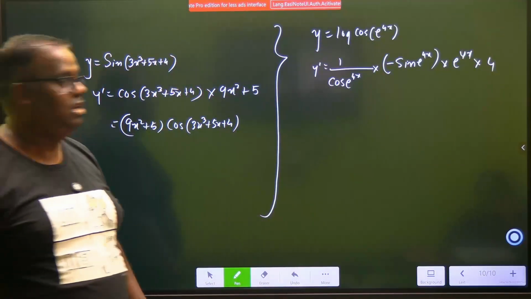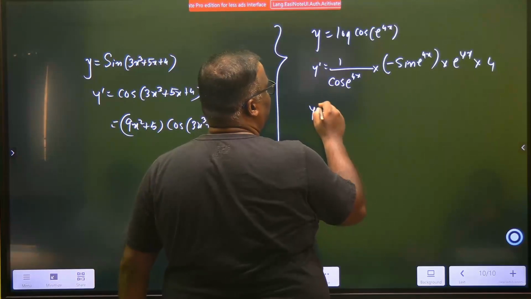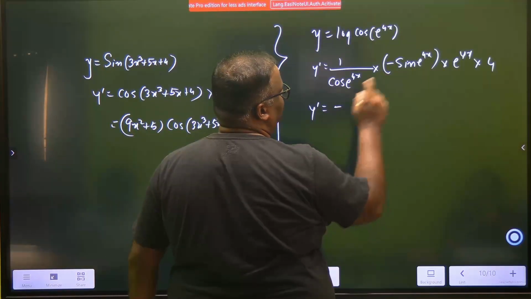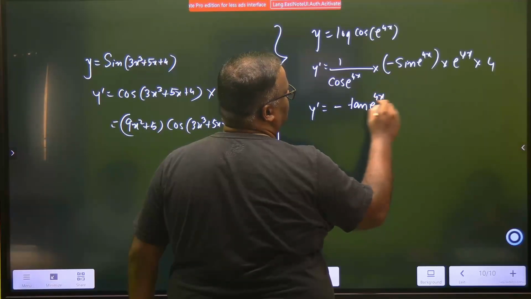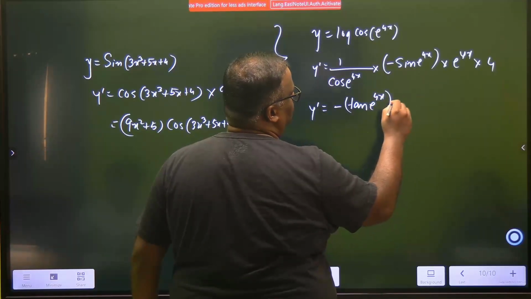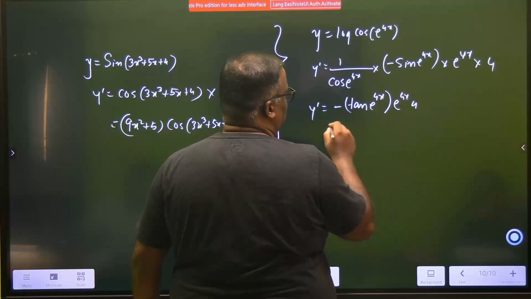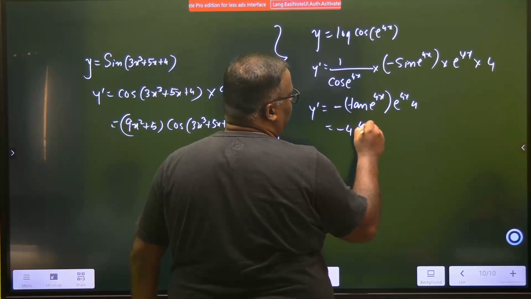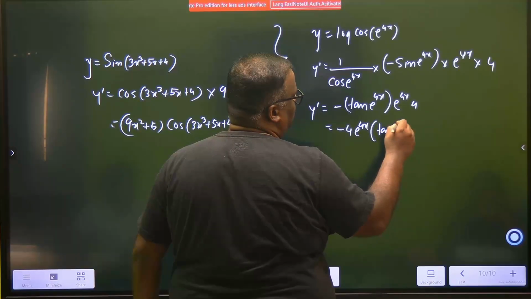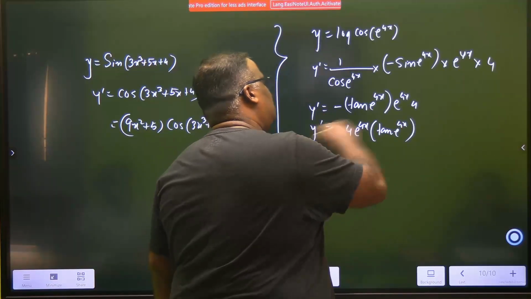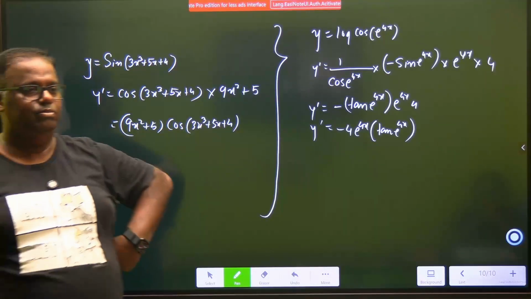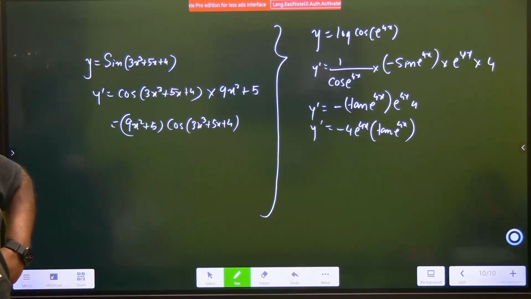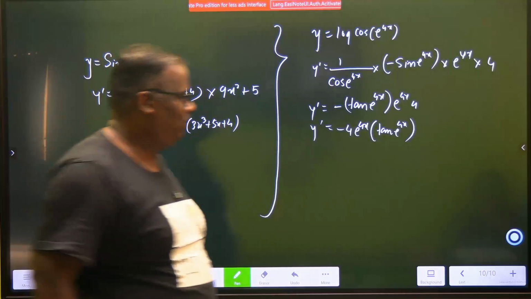Answer has come. So our answer is y prime is equal to negative, right? Tan e to the power 4x, then multiplied by e to the power 4x into 4. So we'll write minus 4 e to the power 4x tan e to the power 4x. If this comes, you are a champion of differentiation. आ जाएगा आपको. एक और करें? मजा आ रहा है? चले आइए एक और करते हैं.